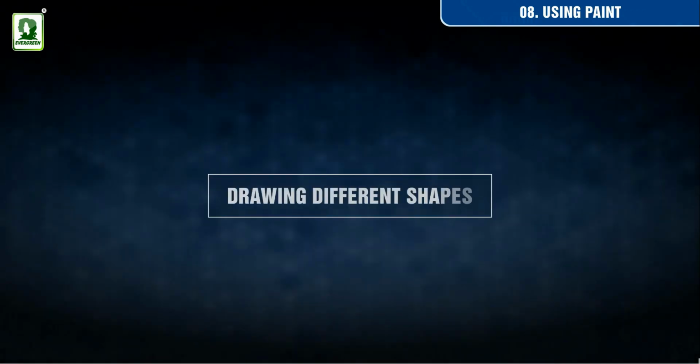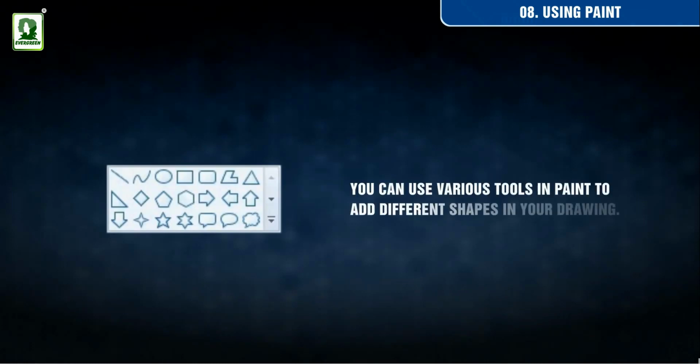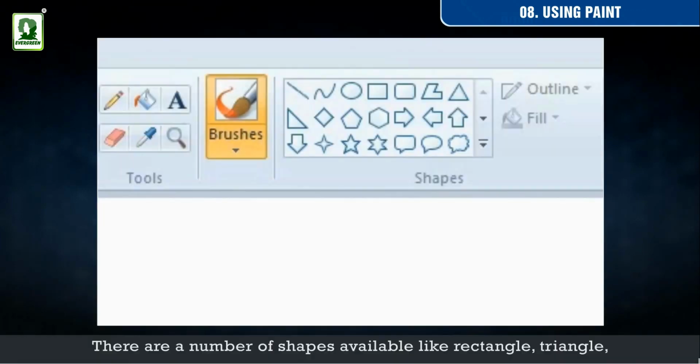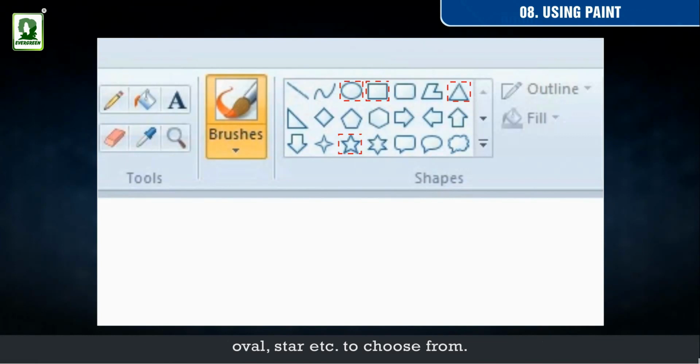Drawing different shapes. You can use various tools in Paint to add different shapes in your drawing. There are a number of shapes available like rectangle, triangle, oval, star, etc. to choose from.